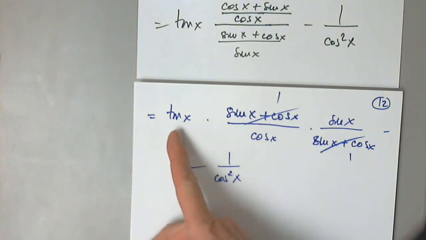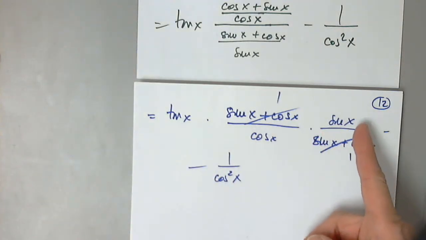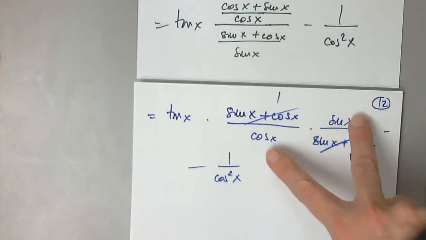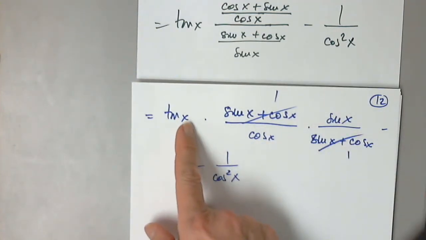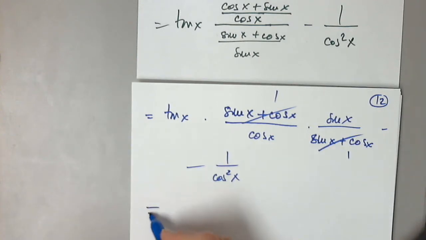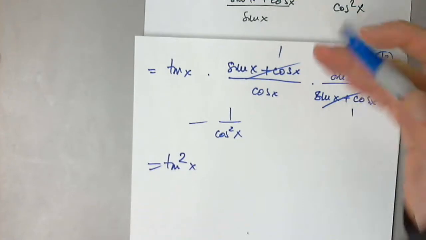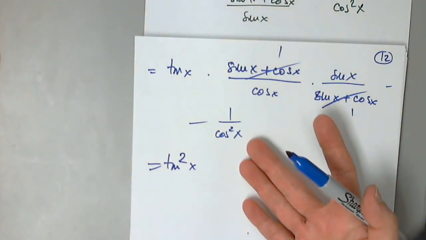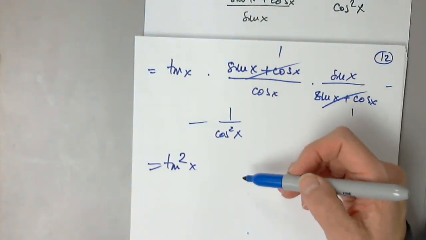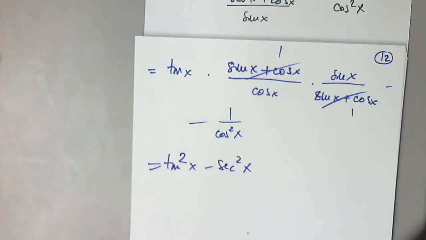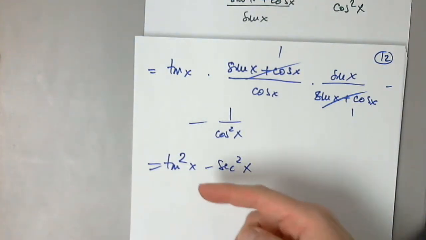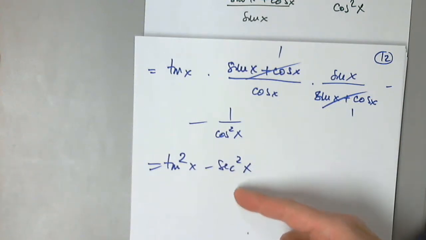And now I have tangent times sine over cosine, but how much, what is sine over cosine? And how much is tangent times tangent? Very good. So for now we have tangent squared x. And now let's think, what is this? 1 over cosine squared is secant squared. Good. So this will be sine over cosine, and this will be 1 over cosine squared.